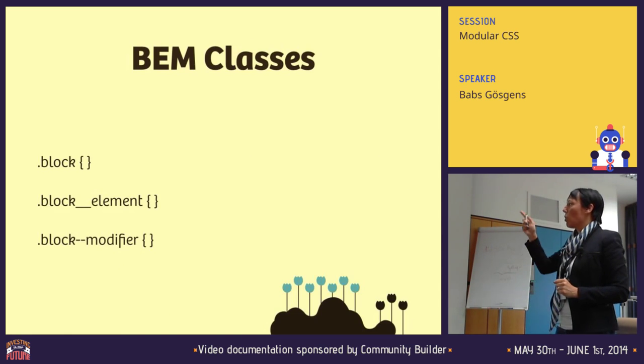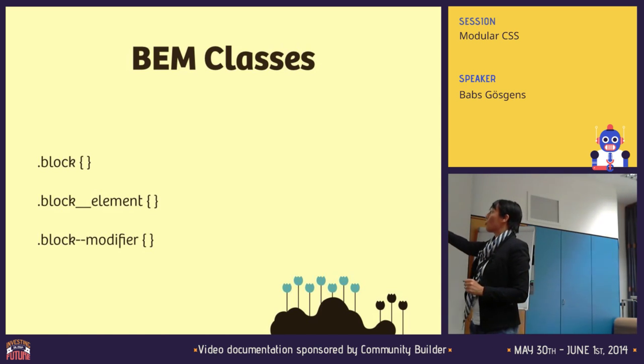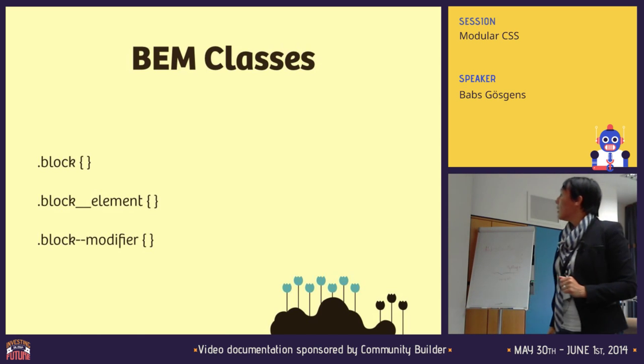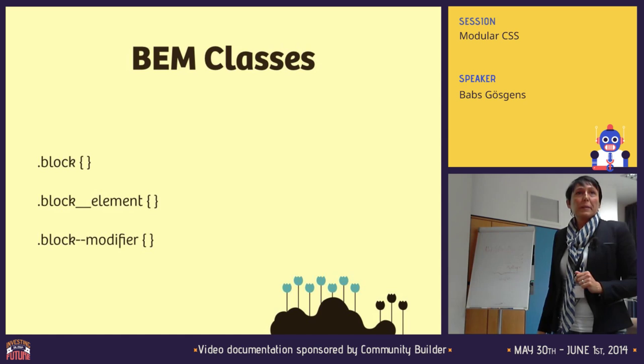So this is basically all there is to it. You have a block, and block underscore underscore element, and block dash dash modifier, or a block underscore underscore element dash dash modifier. That's also perfectly fine. Any questions so far?